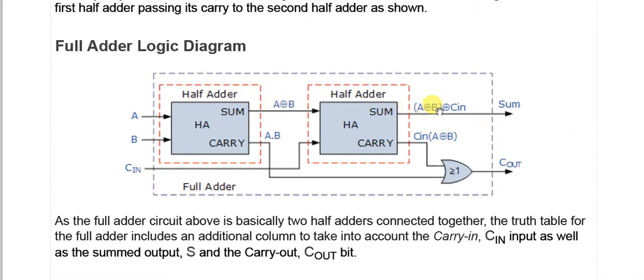And similarly the carry out: here we have the carry in coming from here, and A AND B, obviously a multiplication of these two inputs. So the carry in and A exclusive OR B are fed here, and then the OR gate. So that is the further detailed internal logic circuit diagram.